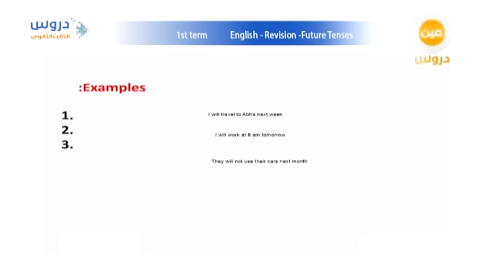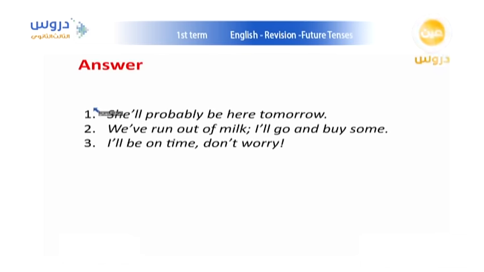Great, good job. So we are talking about the future "will", and here we have this slide. "She'll" is a contraction for the auxiliary "will". This one is "will". This is a contraction, a short form. She will probably be here tomorrow.